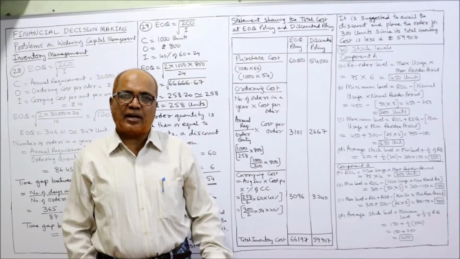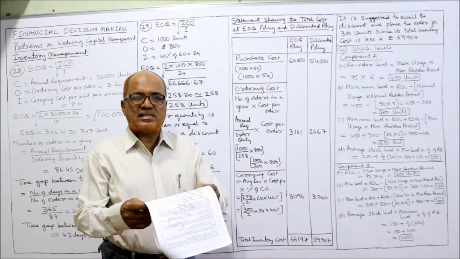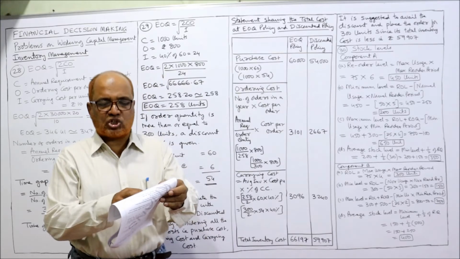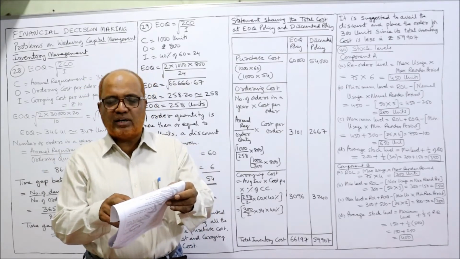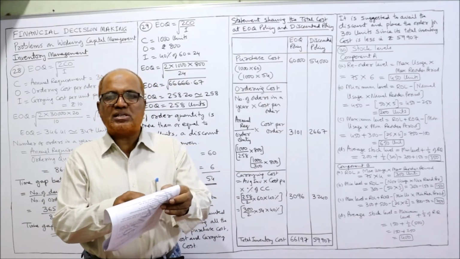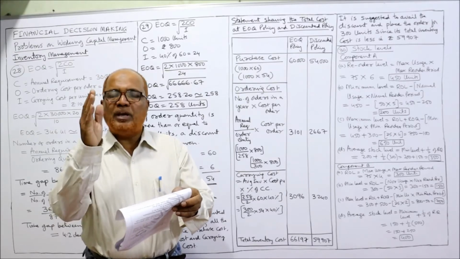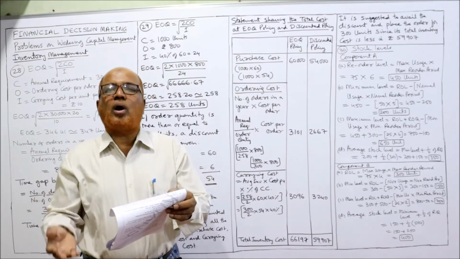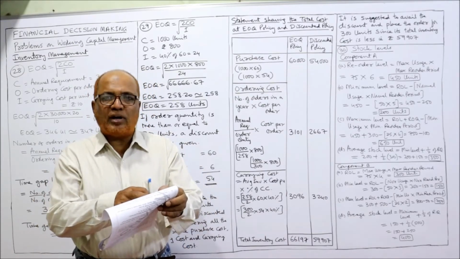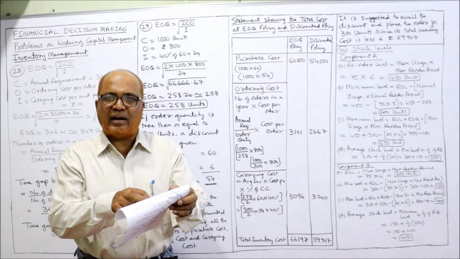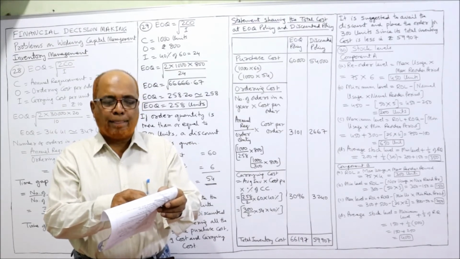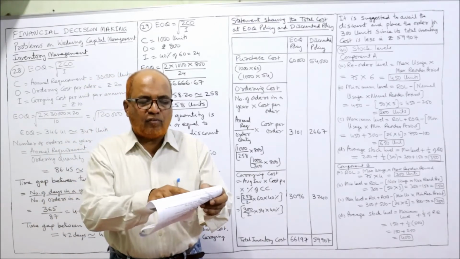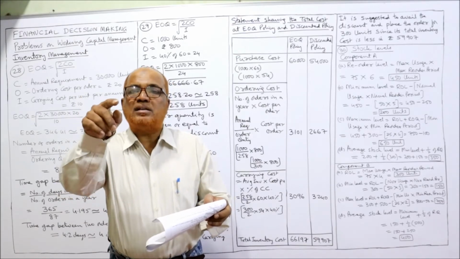So two components A and B are used as follows. Normal usage 50 units per week each. Minimum usage 25 units per week each. Maximum usage 75 units per week each. So minimum usage, normal usage, maximum usage given. Reorder quantity. For A component, reorder quantity 300 units, for B 500 units. Reorder period 4 to 6 weeks. That means for A component, minimum reorder period 4 weeks, maximum reorder period 6 weeks.